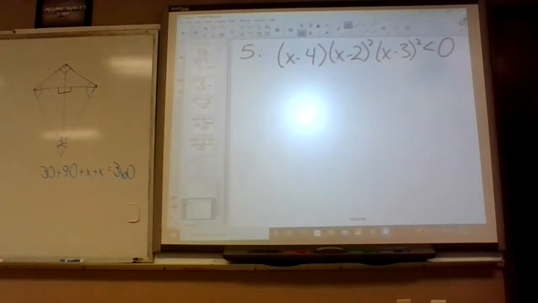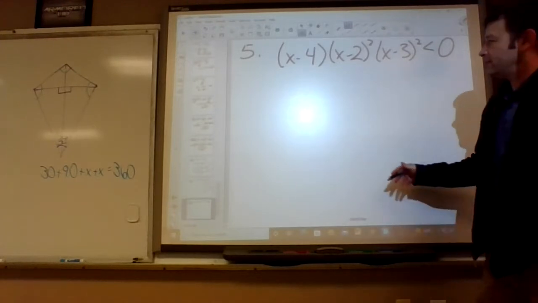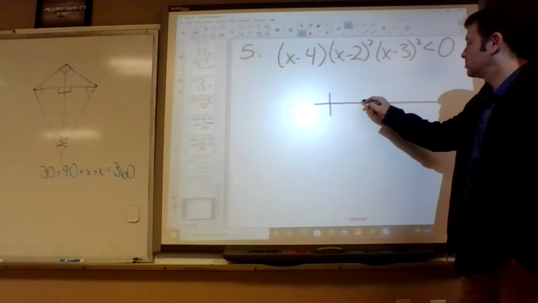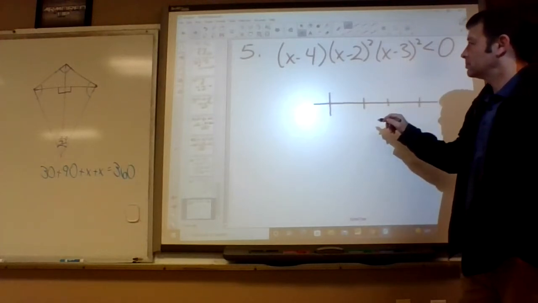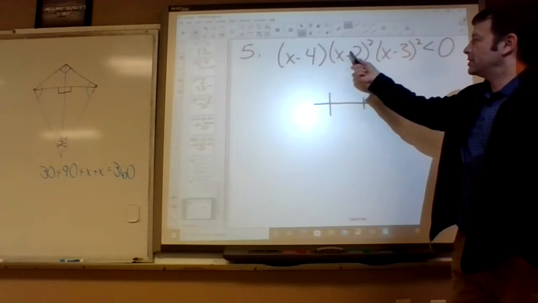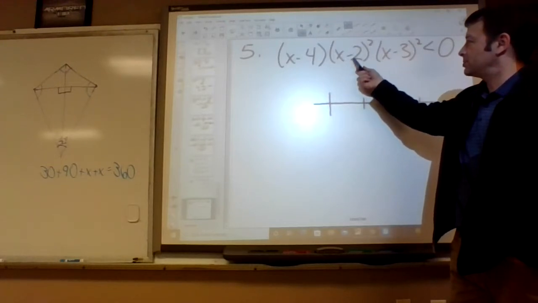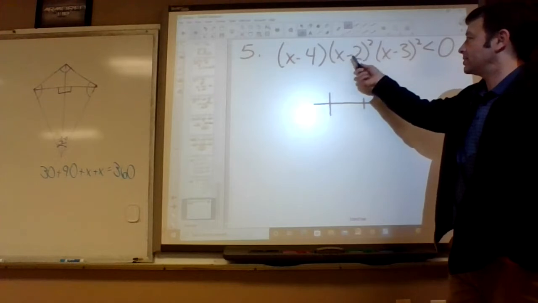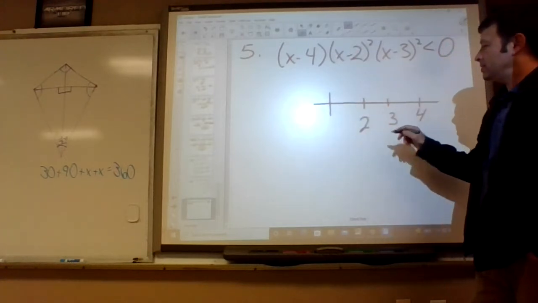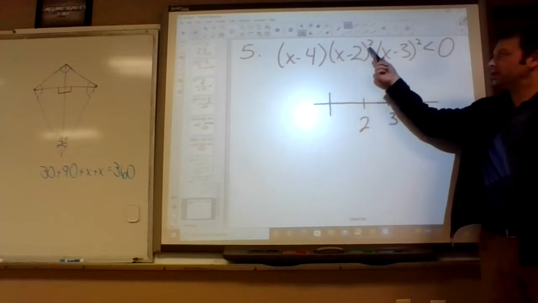This one's less than 0. Alright. What are the roots of the function? I had x is less than negative 4 as one of those. 2 minus 2 is 0. 0 squared is still 0. So 2 still works and 3 still works. But 2 and 3 are called double roots.